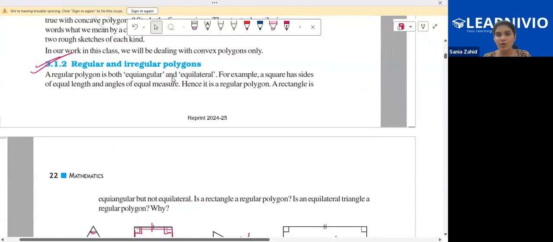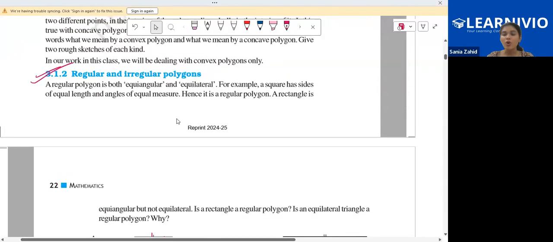Next is regular and irregular polygons. What are regular and irregular polygons? Whenever all the sides and all the angles of a polygon are equal to one another, that's called a regular polygon, like a square, an equilateral triangle, a hexagon. All of these have all angles equal and all sides equal, so they are all regular.